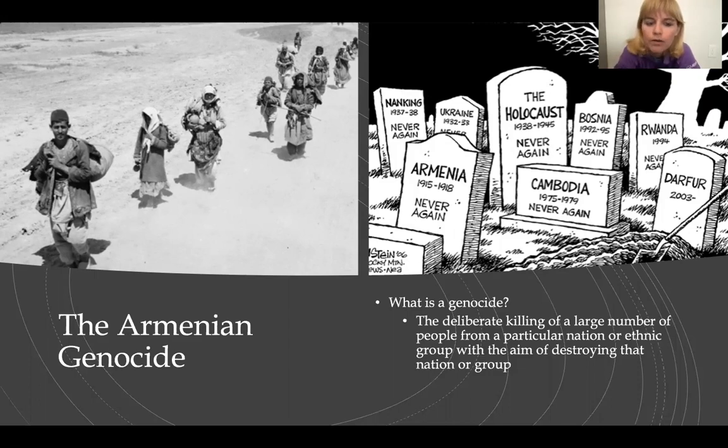Okay, including one group called the Armenians. Now, during World War I, the Ottomans will commit a genocide against the Armenian people. So what is a genocide? Well, essentially, it's the deliberate killing of a large number of people from a particular nation or ethnic group with the aim of destroying that nation or group.